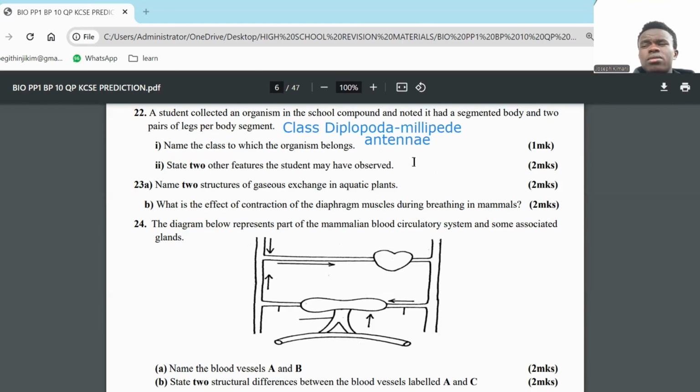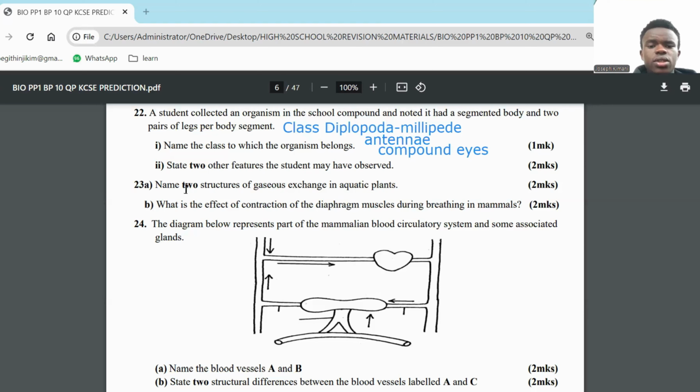And the antenna, as you can recall, is usually used to navigate movement. Now, what characteristics can we talk about in this type of organism, apart from the antenna? Maybe you can talk of... They usually have compound eyes, not simple. That's another characteristic of the class Diplopoda, organisms of this class.